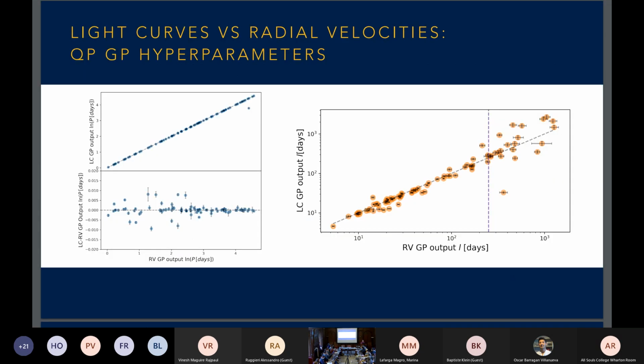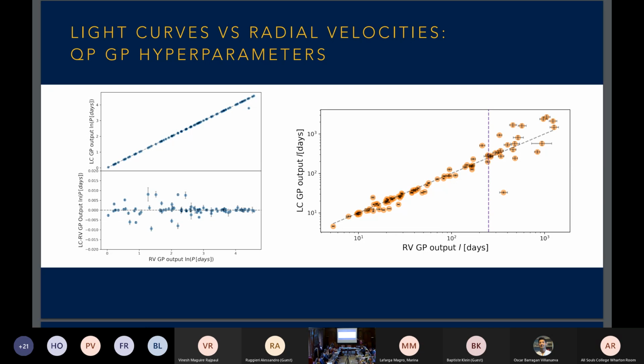So the next step in my analysis was to take the GP fit I've done to our model light curves, and now do exactly the same fit to the model radial velocities and compare the hyperparameters that I get between each. This is what this plot is showing. I have the light curves on the vertical axis, and radial velocities on the horizontal axis. And with the period, we get a really lovely one-to-one correlation.